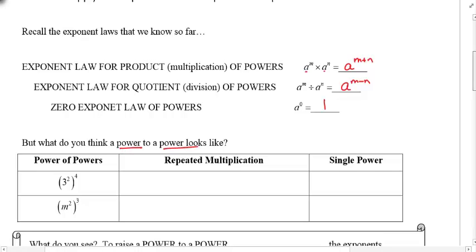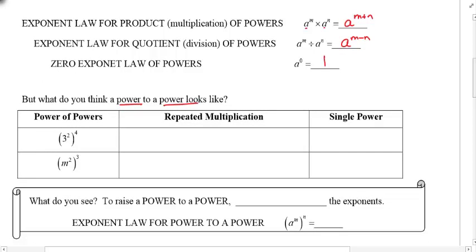So now what I'm going to ask you is let's look at what a power to a power looks like. And here are some examples here. So here's my power, 3 squared, raised to the power 4. As repeated multiplication, remember this is 3 squared, and the power of 4 means I'm multiplying this 4 times, or there are 4 factors of the same thing. So this is now just 3 squared times 3 squared times 3 squared times 3 squared. Multiplying with the same base means you just add the exponents, so that's just 3 to the power of 2 plus 2 plus 2 plus 2, or 3 to the power of 8.